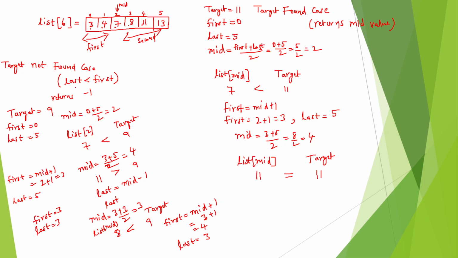Our condition was last should be lesser than first. As you can see, last is becoming lesser than first. So here the algorithm will terminate and we consider the case as target not found, as my last became lesser than first value. Last in this case was 3 and first was 4. So last became lesser than first, so my algorithm will terminate here only.